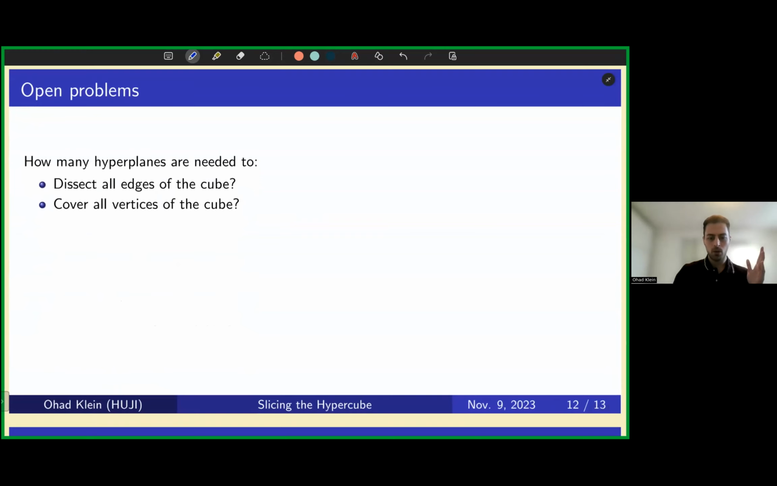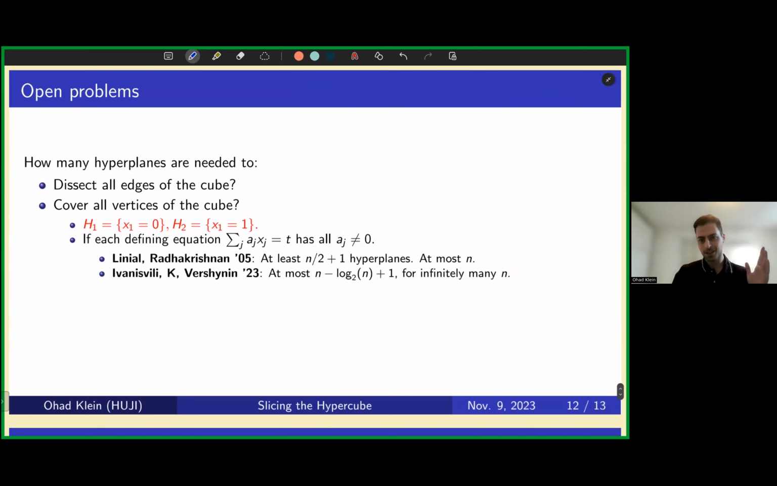So beyond the problem we discussed, of how many hyperplanes we need to dissect all edges, there is also the problem of how many hyperplanes we need to cover all vertices of the hypercube. This problem is trivial, and we can cover everything using two hyperplanes. However, if we require each linear equation to use all coordinates, then we need at least n over 2 hyperplanes, and n are sufficient. However, recently it was shown that the answer is less than n, and this problem is still open.